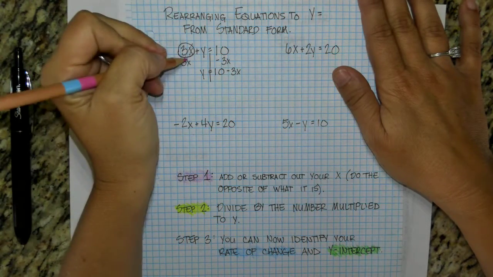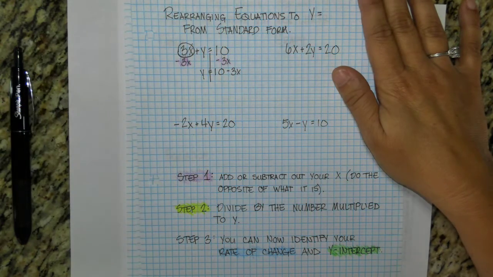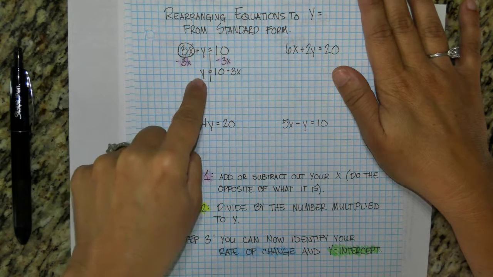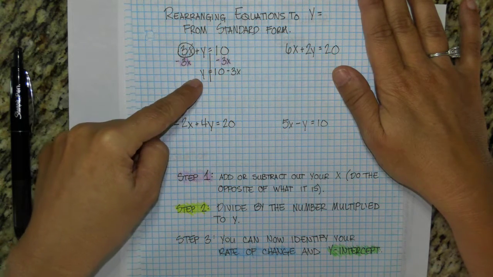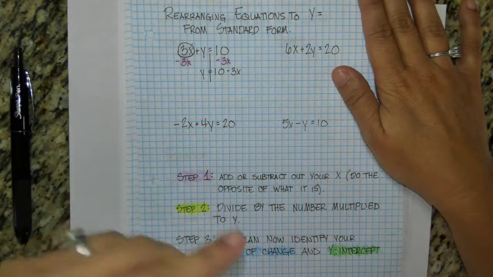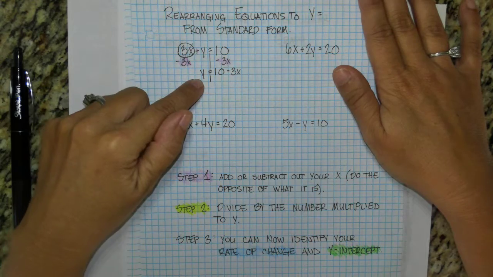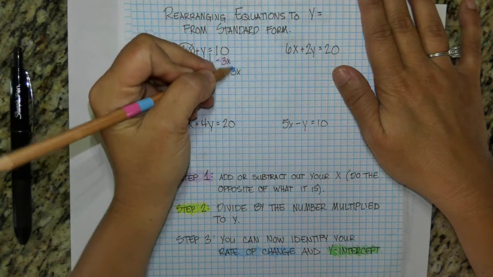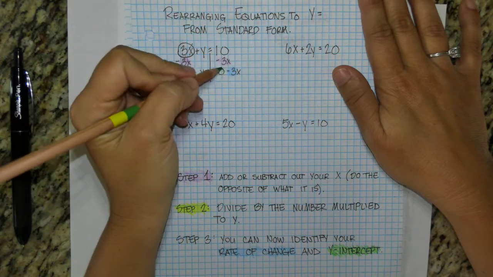So what I've done here is I subtracted out my 3x, and then step 2 says divide by the number multiplied to y. Well, y is just y, meaning it's an invisible 1. It's just one y. So I don't need to divide it out because I want to just get y by itself, and it's already there. So in this case, we don't have to do step 2. Step 3 says you can now identify your rate of change and your y-intercept. So the rate of change here is -3, and the y-intercept is 10.